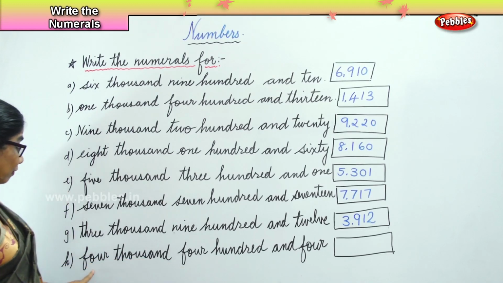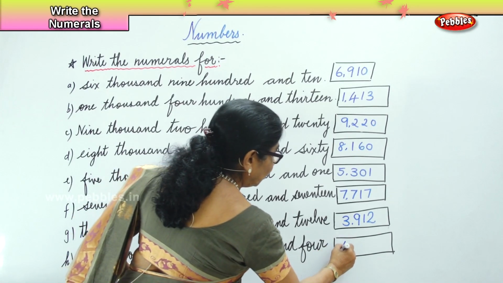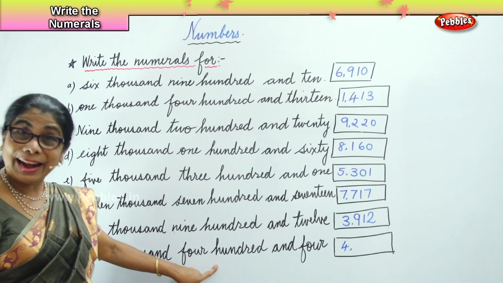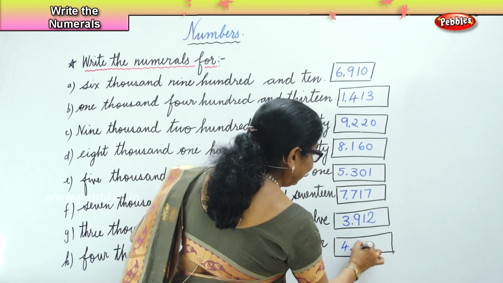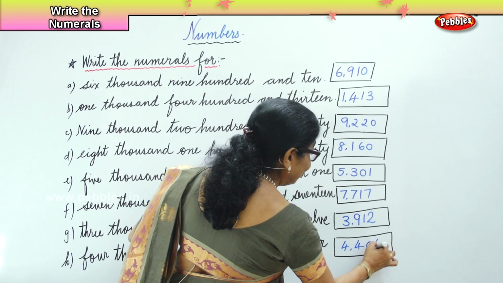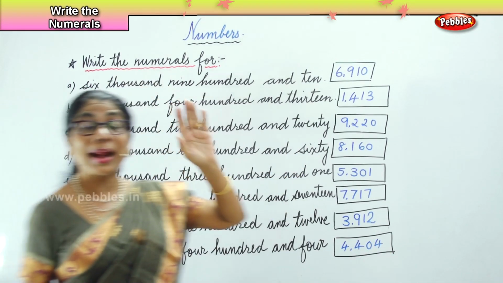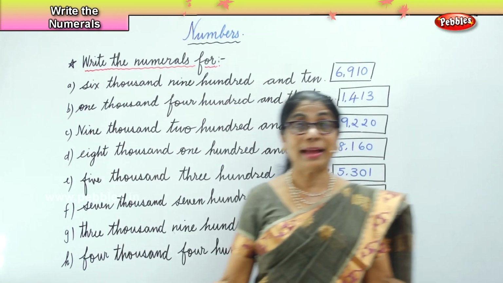Finally, we have 4,000. 4,404. 404. So we learn to write the numerals for the number names that I gave you.